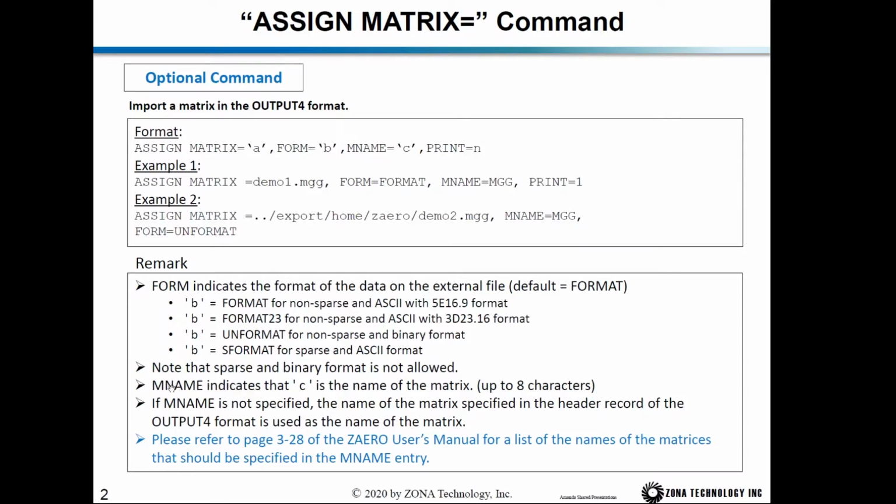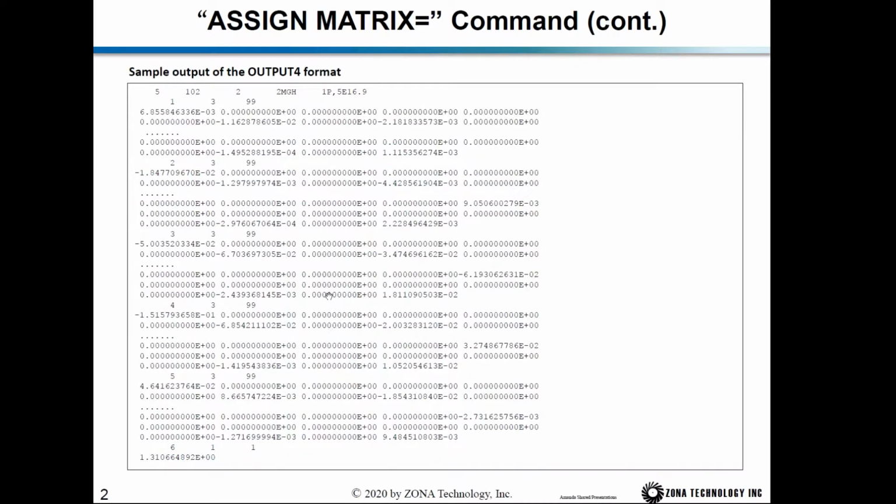And you have to specify the M name, okay? This is where you give a name to the matrix. And there are several hardwired matrix names in ZAERO. MGG, whenever ZAERO sees MGG, it understands that this is a GSAT mass matrix. So this is a typical output for format of a matrix.